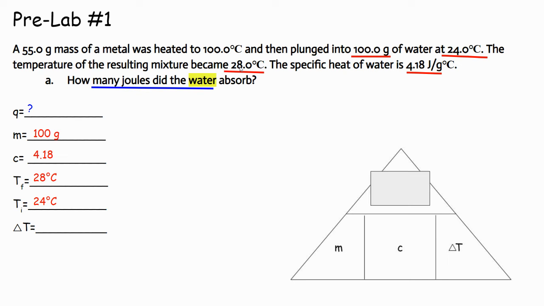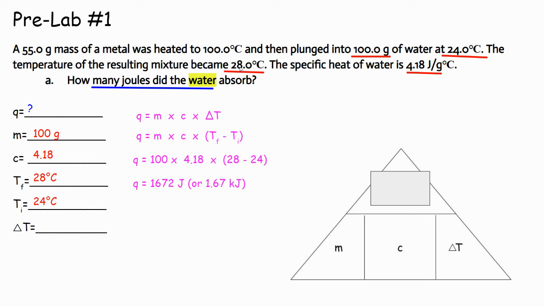All right. So Q is equal to M times C times delta T. M times C times final minus initial. We get 100 times 4.18 times 4, and that comes out to 1,672 joules. So that's just a regular old calorimetry problem, but you have to make sure you pick out the correct numbers. Make sure you pick out the ones that are for the water.